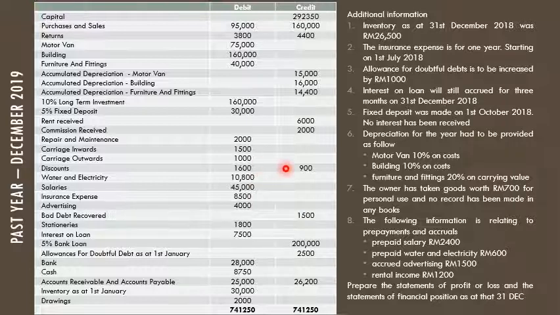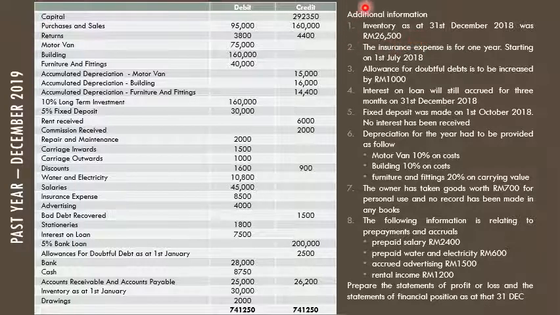Here you have discounts here. So 1,600 is sales discount, 900 is purchase discount. Okay, and then you have bad debt recovered, loan here, and then you have the opening balance for your allowance for doubtful debt, the balance brought down. Alright, and then you have the inventory as at 1st January. This is the opening inventory. Later we will deduct it with closing inventory. There are drawings. So the first additional information says that inventory as at 31st December 2018 was 26,500.